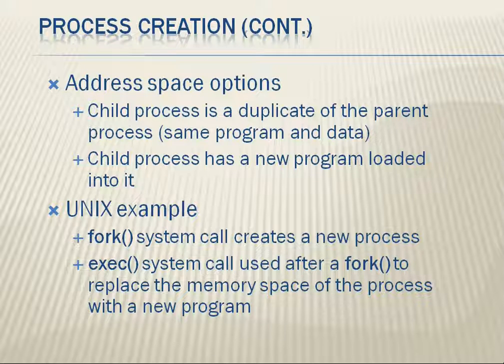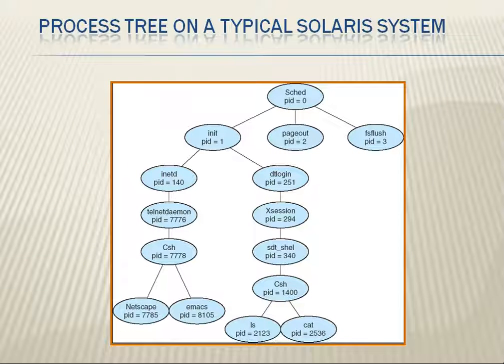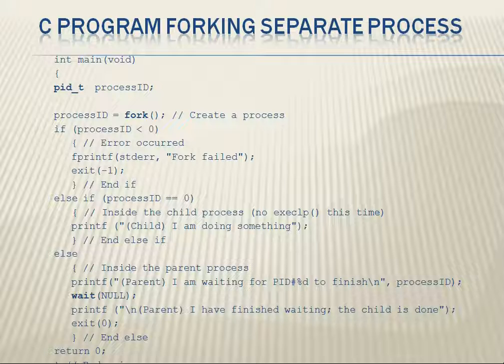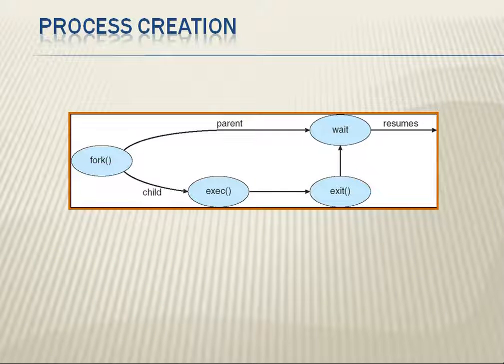Here we have a Unix example. The fork system call creates a new process. An exec system call is used after a fork to replace the memory of the process with a new program. Now here is a process tree on a typical Solaris system. This is the program that forking separates into processes. Now this diagram shows process creation.